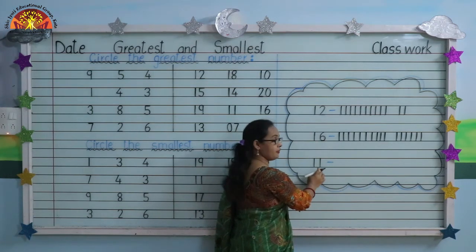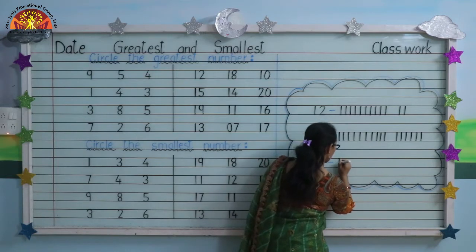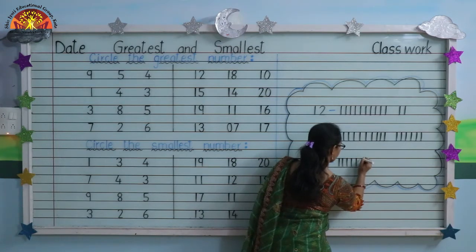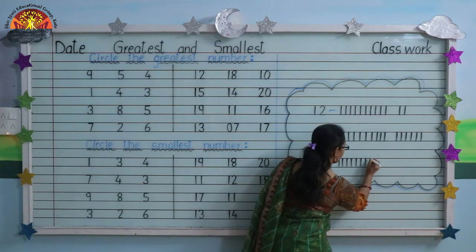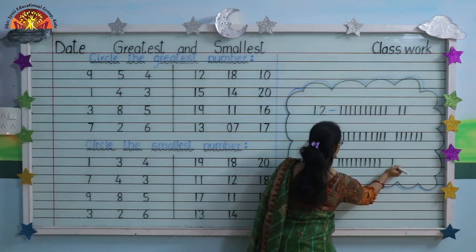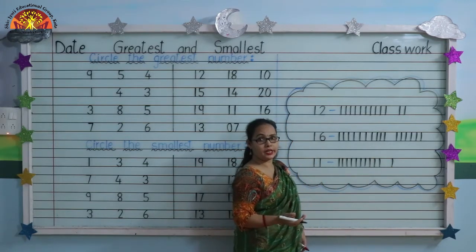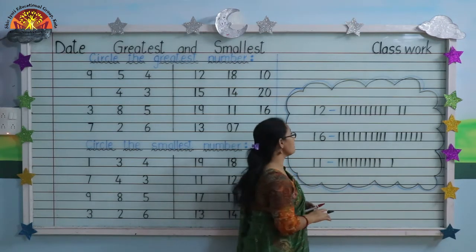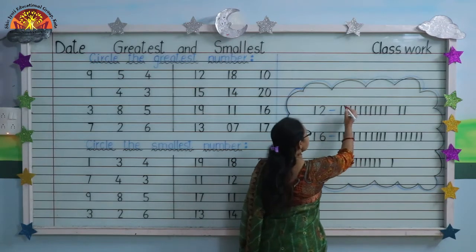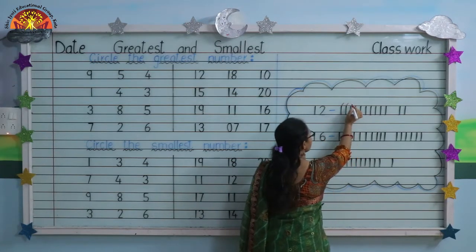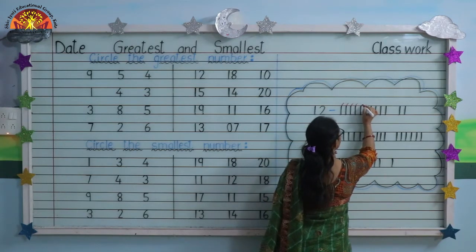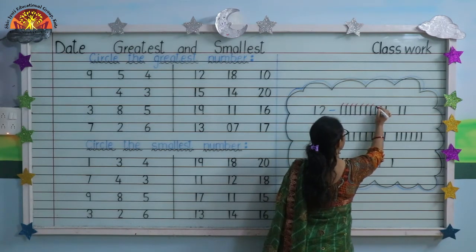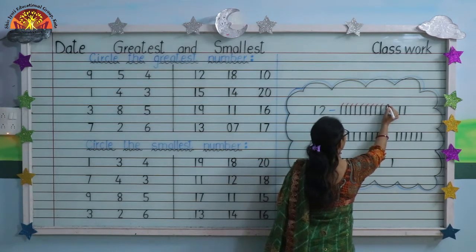I will draw 11 lines: 1, 2, 3, 4, 5, 6, 7, 8, 9, 10, 11. Kids, now I will create a group of 10 lines and make them into a circle like this.